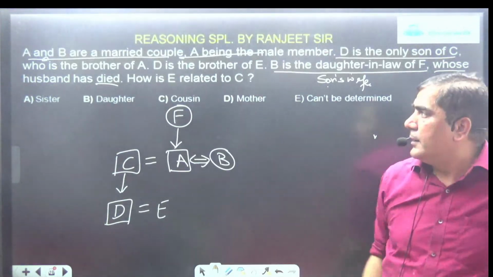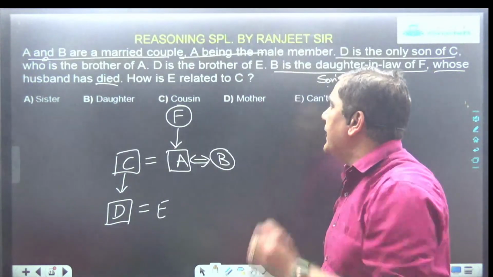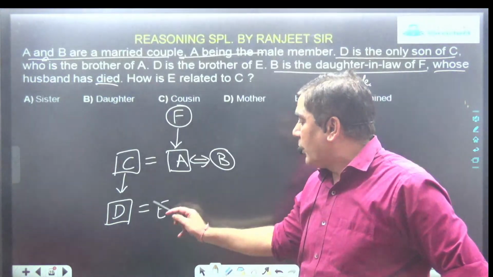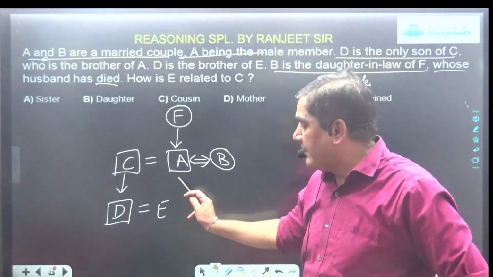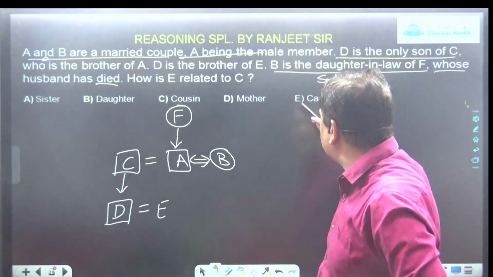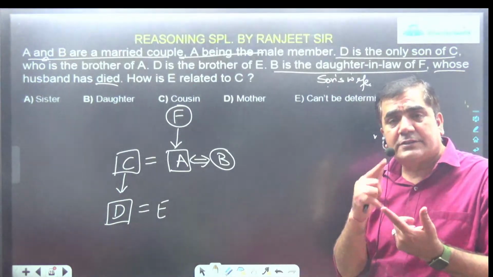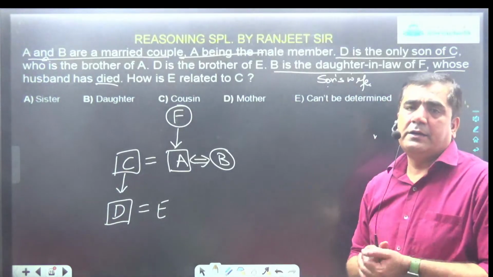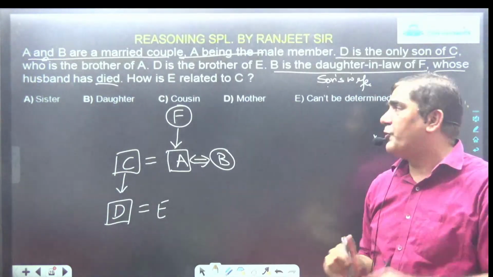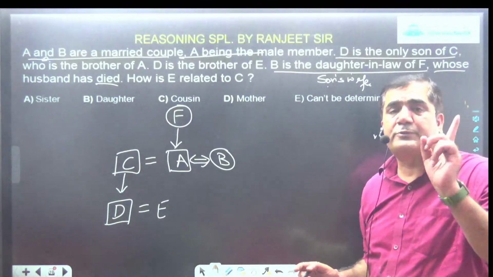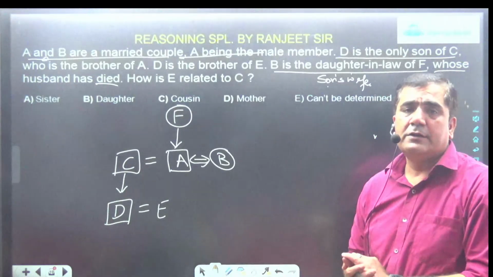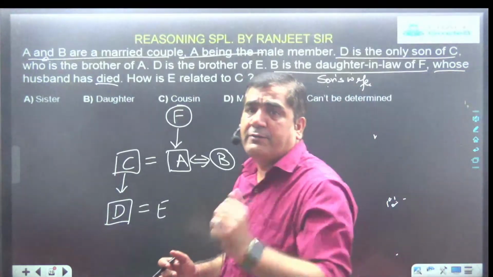Clear? Now the question is, how is E related to C? So here I am not getting the gender of E, so answer will be CBD. But always remember CBD is the wrong answer. Here comes the twist. If you mark CBD as the answer, it will be absolutely wrong. Now where is the mistake? Where have I made the mistake?